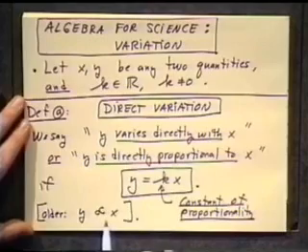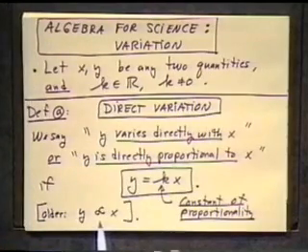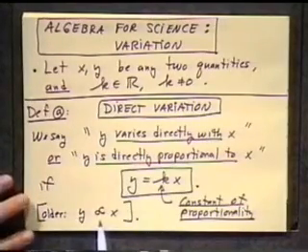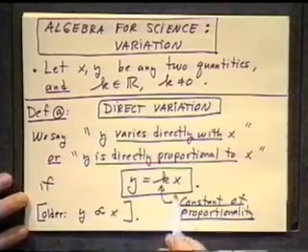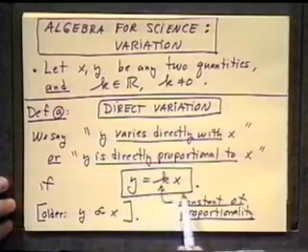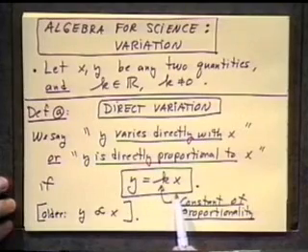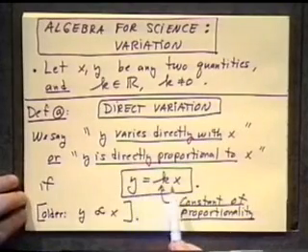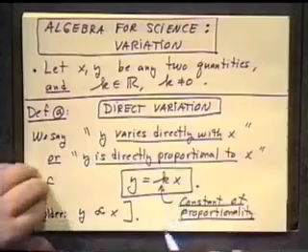But you'll see this very often used by folks in the sciences when they first want to say that something is directly proportional. They'll write this, and then they'll immediately go to the equation form. So that's what direct proportionality or direct variation is. One variable is simply a multiple of the other one.